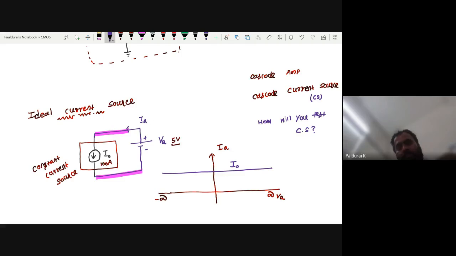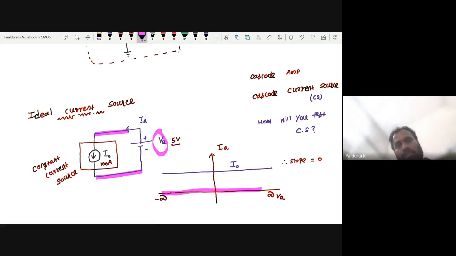So what about the slope? You are getting flat current, so slope is 0. What about the limit? It is infinite. You can vary this VA from minus infinite to plus infinite. Irrespective of this VA, this current should be constant. This is the way to test a current source.